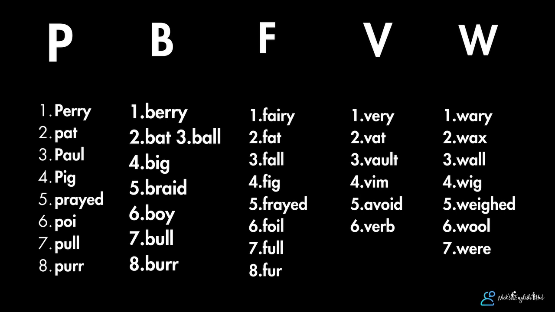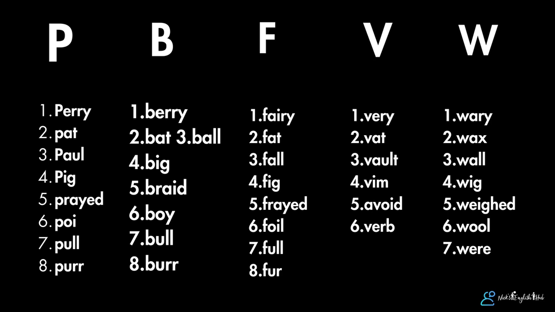Now the V's. Number 1, very. Number 2, vat. Number 3, vault. Number 4, vim. Number 5, avoid. Number 6, verb.